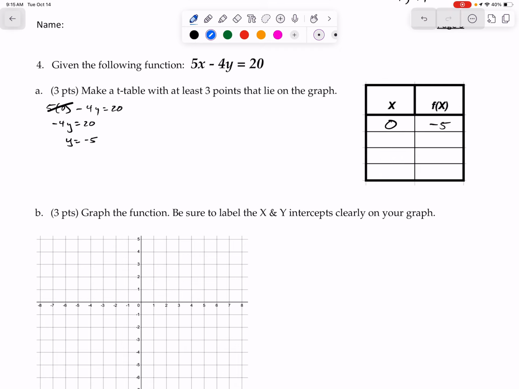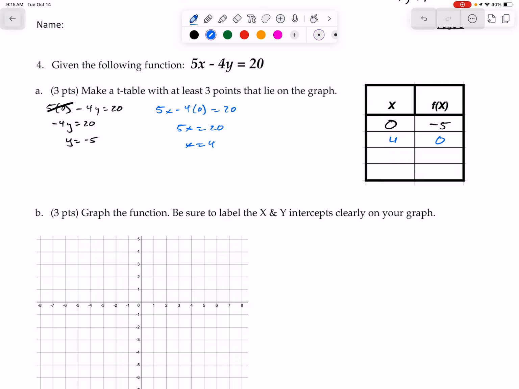Let's immediately try when y is 0, because that's a good one. So 5x minus 4 times 0 equals 20. So 5x equals 20, x equals 4. And then we can plug in kind of whatever else we want there.